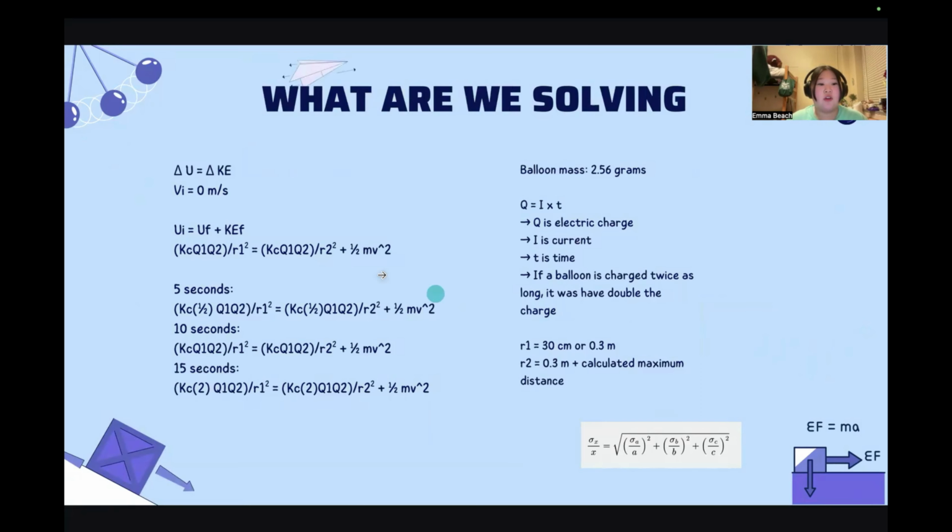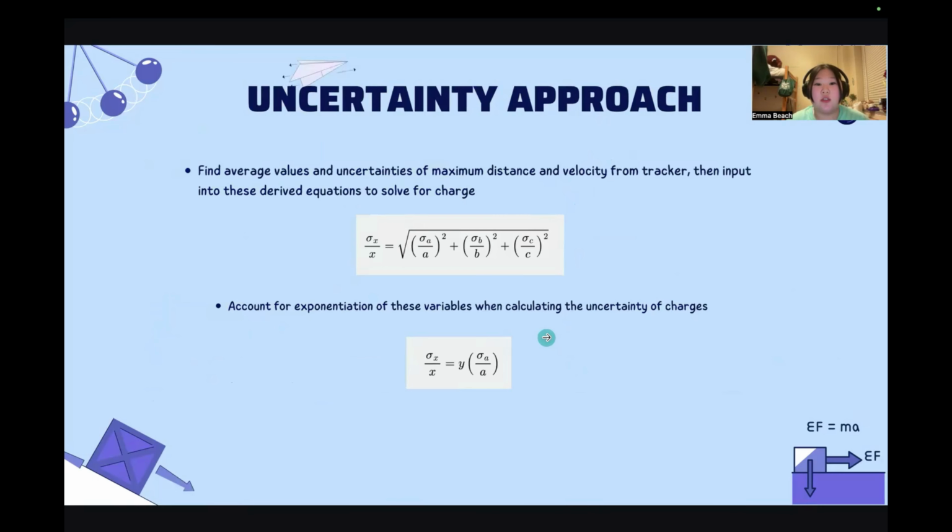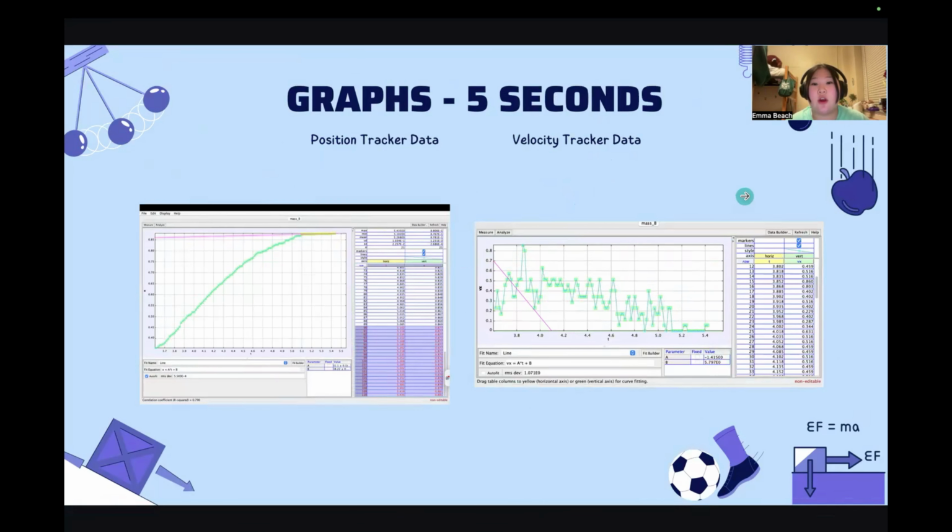What are we solving? These are our equations here at 5 seconds, 10 seconds, and 15 seconds, and then the balloon mass, which is 2.56 grams. We're trying to find the electric charge, and then we need to find the uncertainty, which is in here. These are our tracker data for position and velocity at 5 seconds.